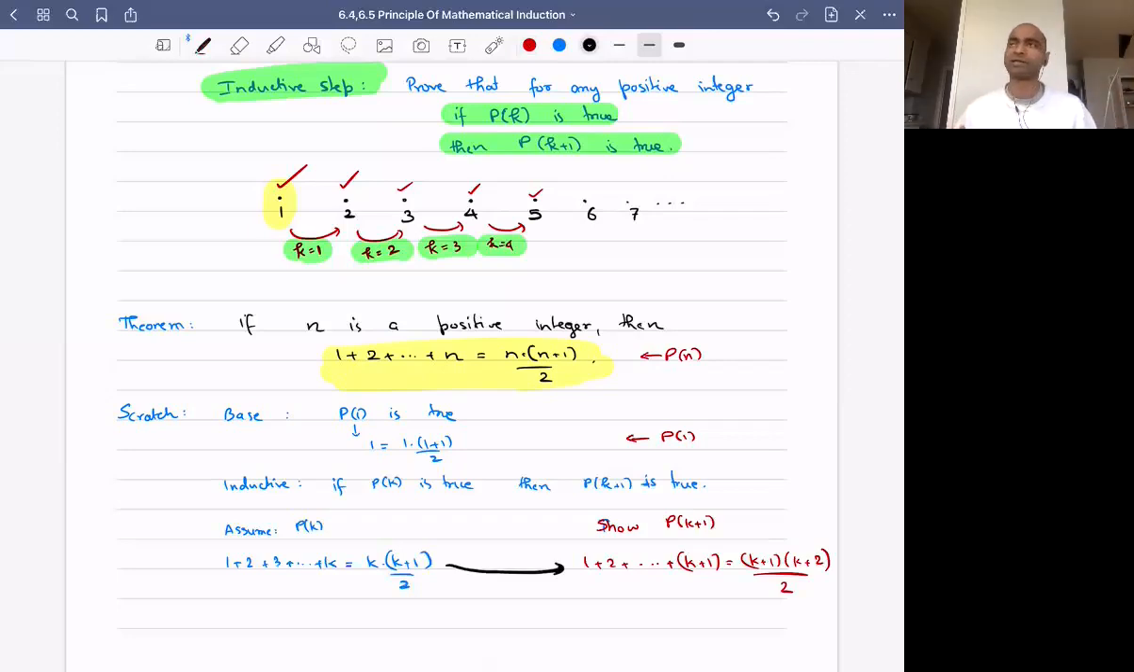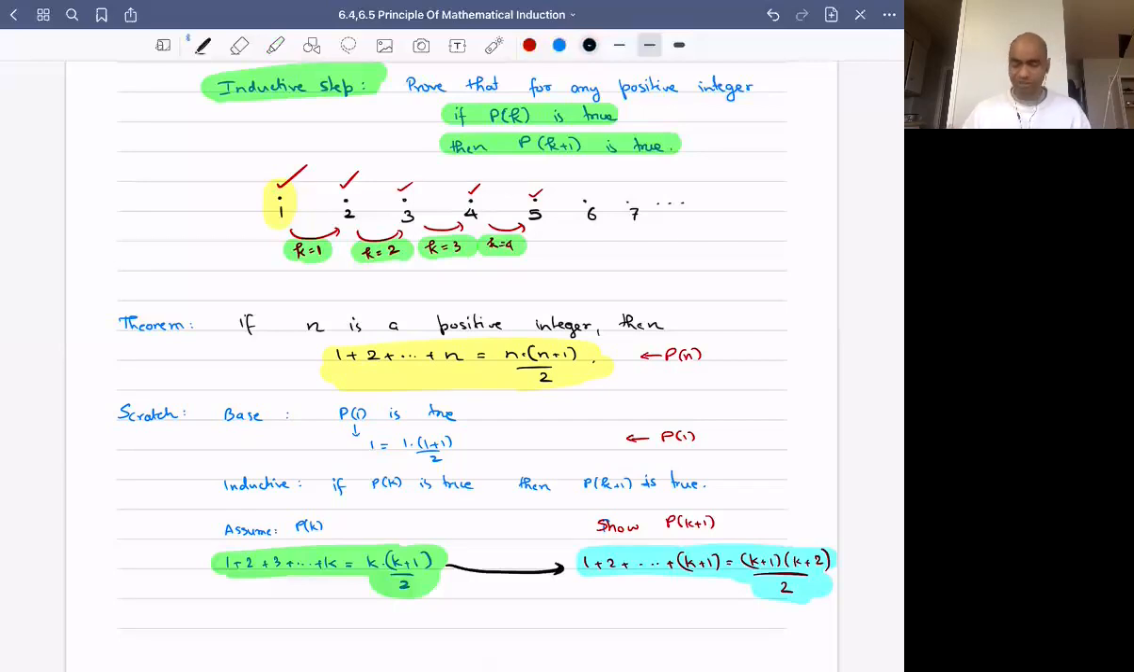Usually what you are trying to do is connect the two expressions. So you have one expression on the right, and then you have one expression on the left. And you're trying to see how the k expression fits inside the k plus 1 expression. In some way, you have to do pattern matching. There is no systematic way of doing this.